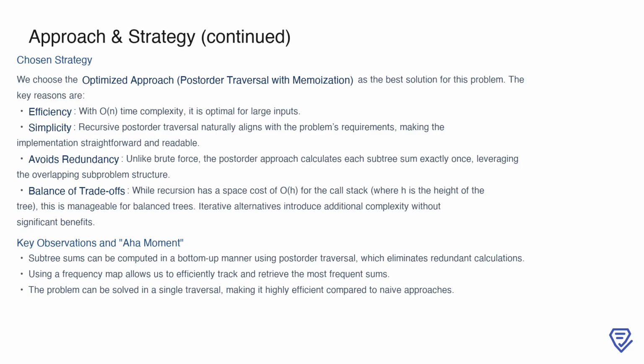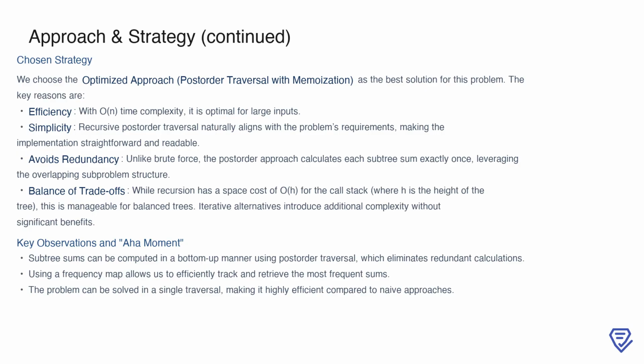large inputs. The recursive nature of the traversal aligns naturally with the problem's requirements, making the implementation clear and intuitive. Additionally, this approach avoids redundant calculations by ensuring that each subtree sum is computed exactly once, leveraging the overlapping subproblem structure. While recursion does introduce a space cost of O(h), where h is the height of the tree, this is typically manageable, especially for balanced trees.